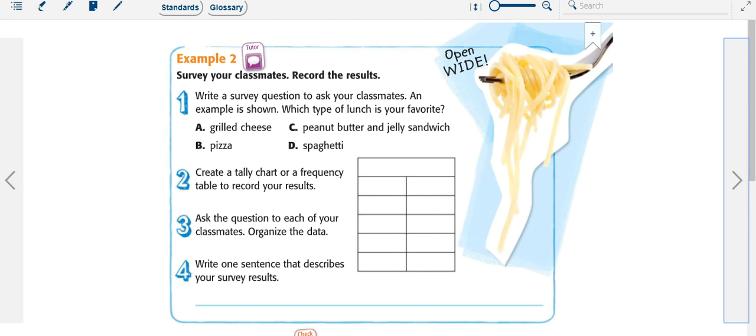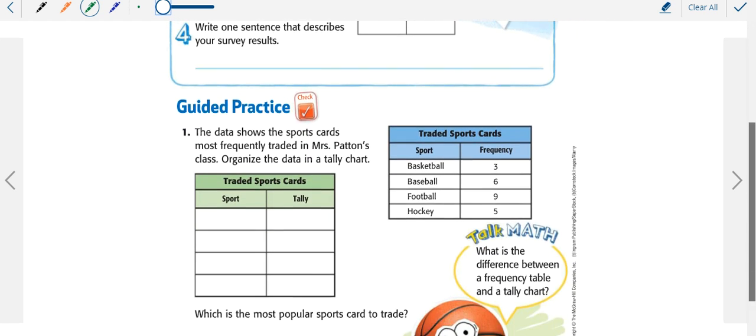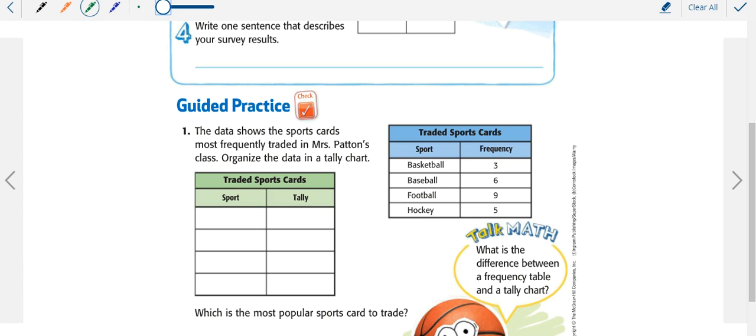Now, survey your classmates' recorded results. This part, we will do if we were in the classroom. Remember that we survey and we ask people, and then here we have to show the votes, and here we write the options, okay? Now, guided practice. The data shows the sports cards most frequently traded. Traded means exchange. In Mrs. Patton's class, organize the data in a tally chart.